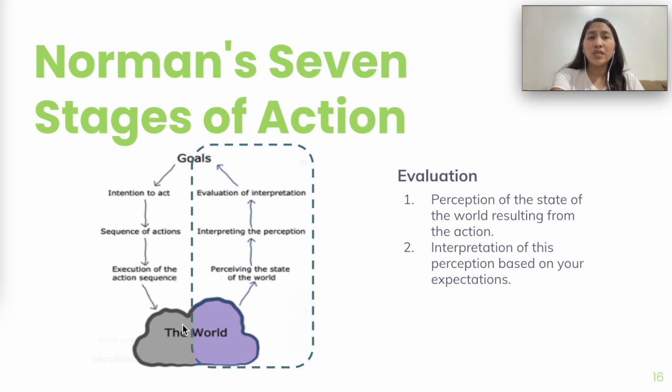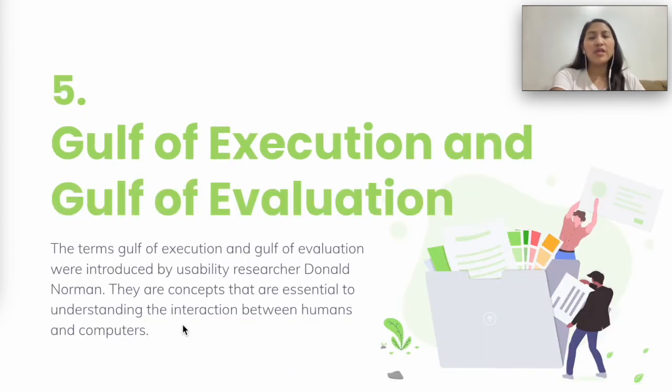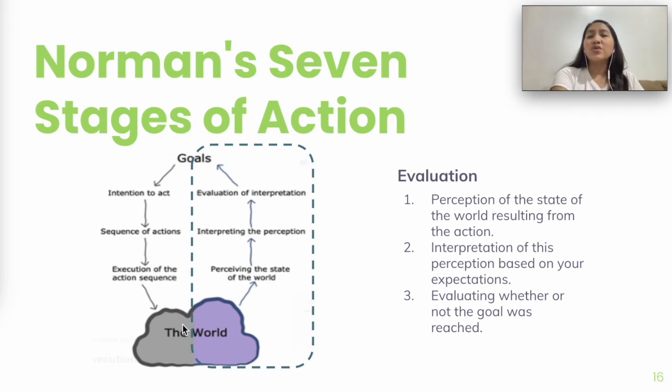Did you succeed or not? Is it displayed on the UI or not? If there are notifications or prompts on the UI, what do they say? You must be able to read it and there should be a sign whether you have succeeded or not. Third is evaluating whether or not the goal was reached. So you will evaluate: did I achieve the goal or not? Alright, so those are the 7 stages of action by Don Norman.